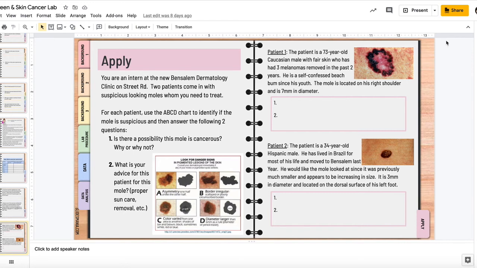So one is you're going to look at the skin lesion after you read the background about the patient and say, is there a possibility the mole is cancerous? Why or why not? So that's your answer for number 1. And then for number 2, what would be your advice for the patient? So should they just continue and make sure they're following proper skincare while they're in the sun? Should they have it removed? That kind of thing. And then you'll do the same thing for patient 2. Again, there's a background. You have an image. And then you'll answer those same 2 questions.